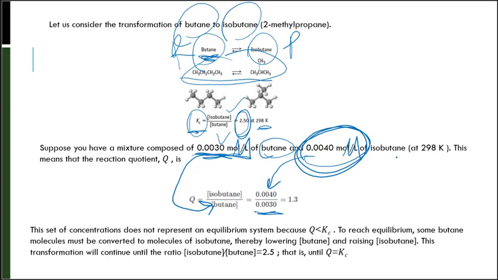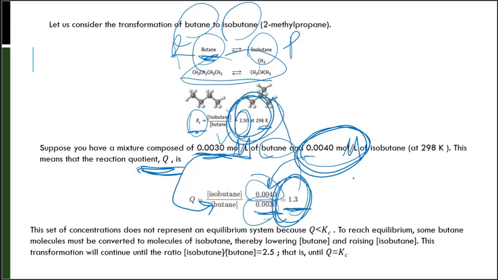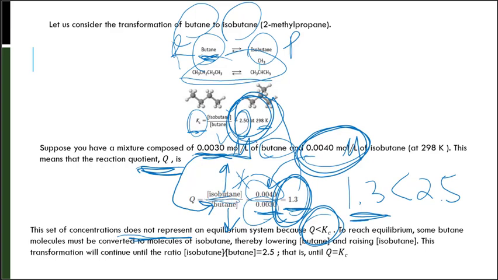So if I have these values, I can find my reaction quotient. So let's do that. My 0.004 divided by 0.003 gives me a value of 1.3. How does that compare to the K value of 2.5? Well, 1.3 is less than 2.5. So my Q value is less than the K value. That means we are not at equilibrium. How do we make a value larger? Well, I need a greater numerator and a smaller denominator. So my product concentration needs to increase and my reactant concentration needs to decrease.